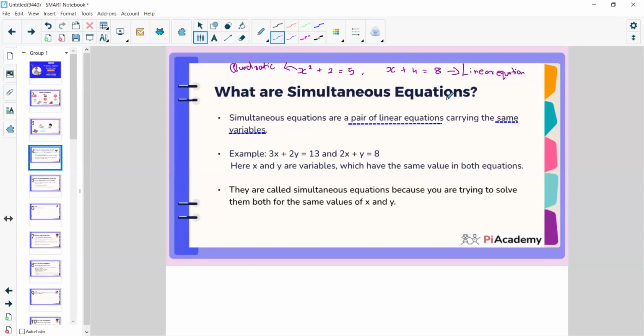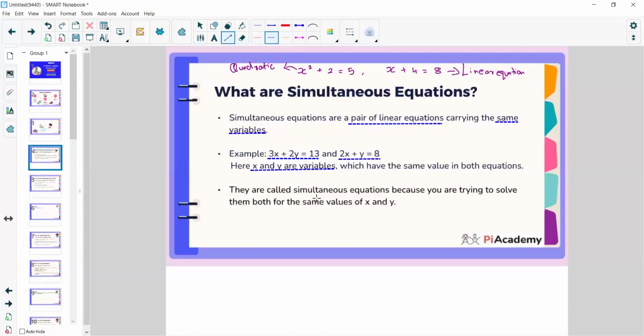And what are simultaneous equations? These are linear equations which have more than one variable. What do we mean by more than one variable? That means it might have 2 variables. Let me show you an example. Here we have 3x plus 2y equals 13 and 2x plus y equals 8. Now, in both of these equations, what are the variables? This x and y are the variables.